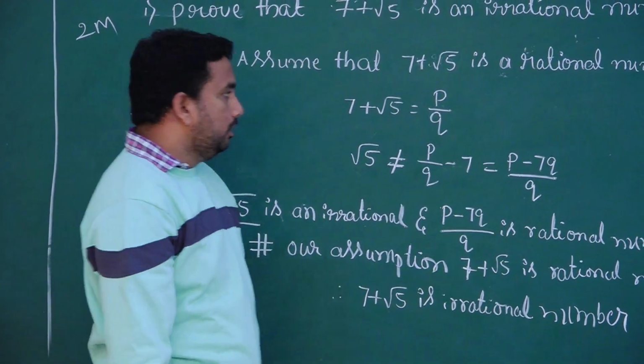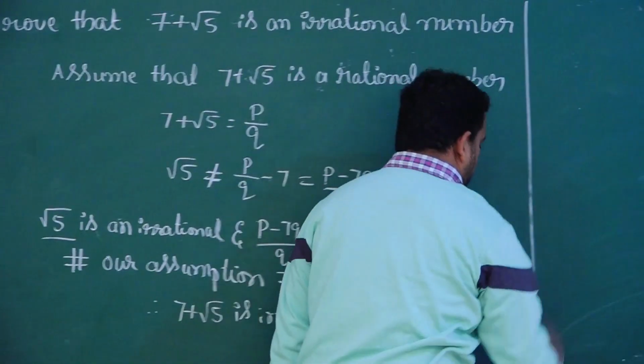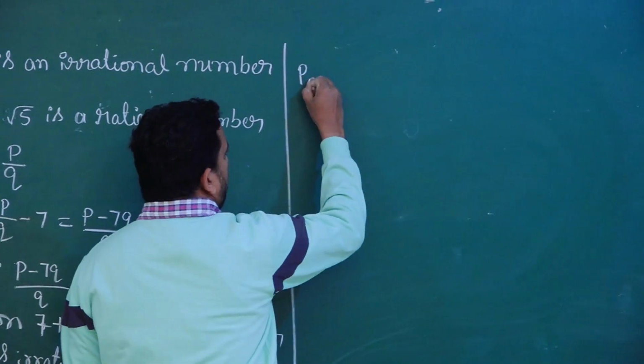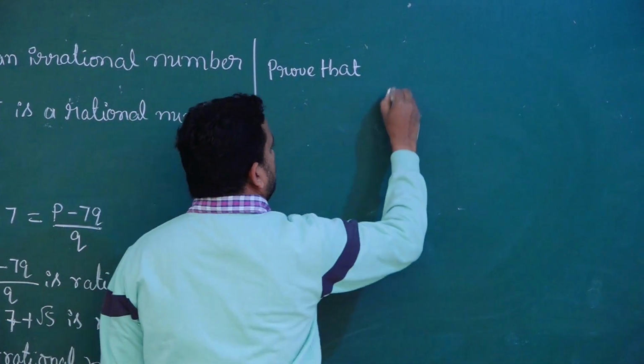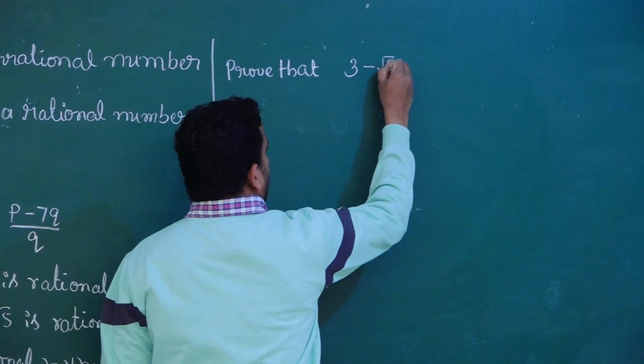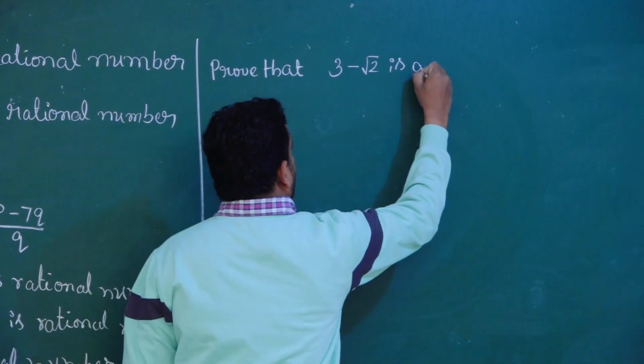Okay, so like that we get another type of number. What is that? Prove that 3 minus root 2 is an irrational number.